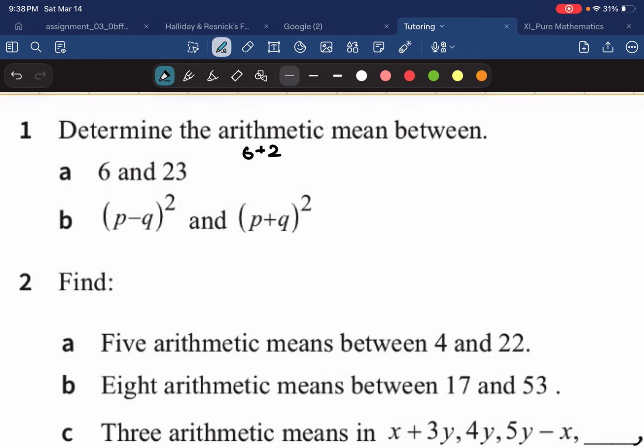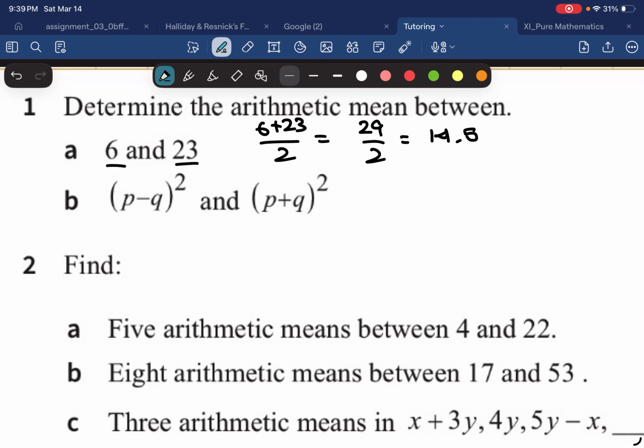Alright, so determine the arithmetic mean. That's just, you add the two numbers together, divide by 2. A1 plus A2 divided by the number of terms, which is 2. So 6 plus 23 divided by 2. So that is 29 by 2. That, I believe, is 14.5. So that is their arithmetic mean. Let me just check as we go. It's 14.5.